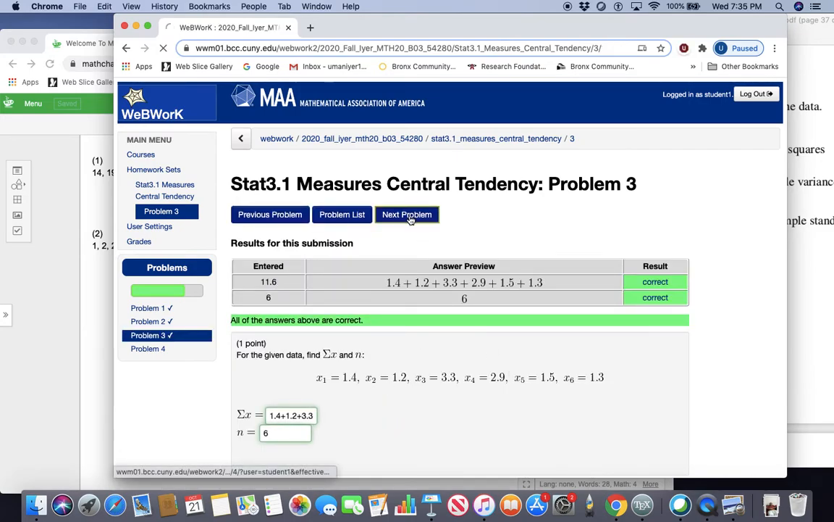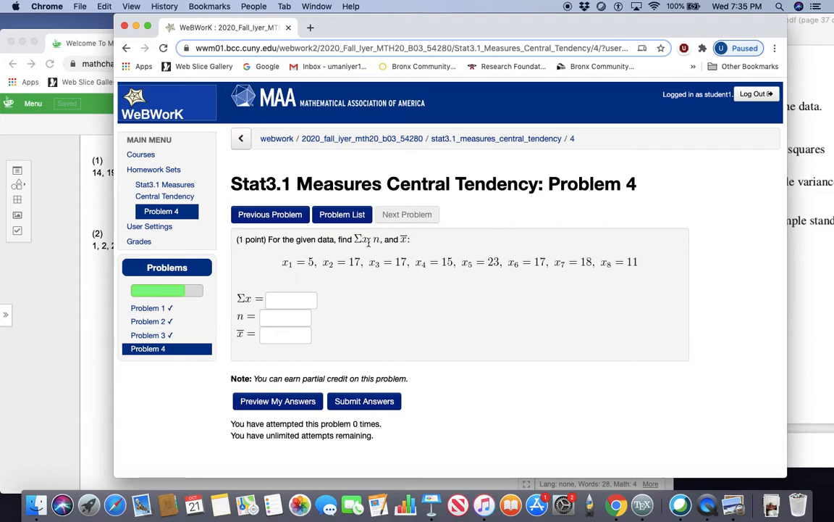All right, next problem. Sum x, n and x bar. X bar means average, in the sense of mean. So first let's find the sum x. So 5 plus 17 plus 17 plus 15 plus 23 plus 17 plus 18 plus 11. So you add all these guys.